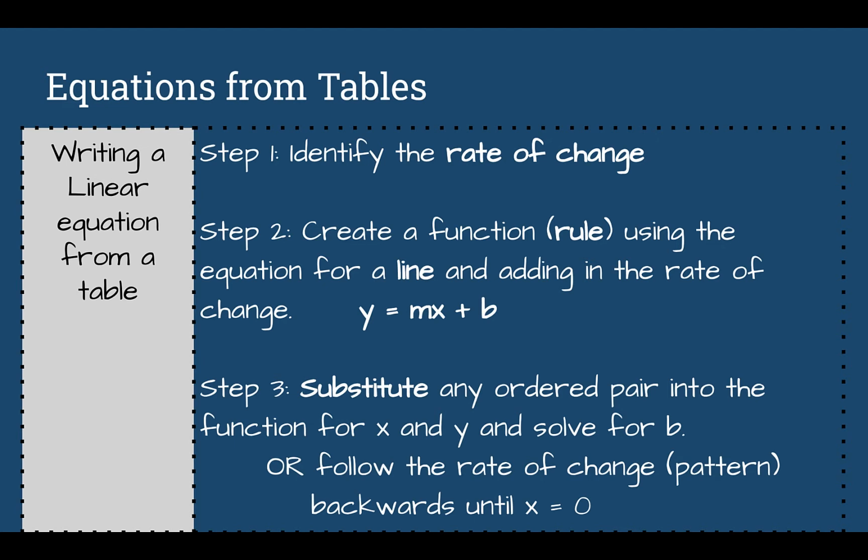Finally, we have 2 options. We can substitute any ordered pair in the table for x and y and then solve for b to complete our equation, or we can follow our rate of change backwards using that same pattern until we find or figure out where x equals 0. So let's look at what this means and how to go through these steps.